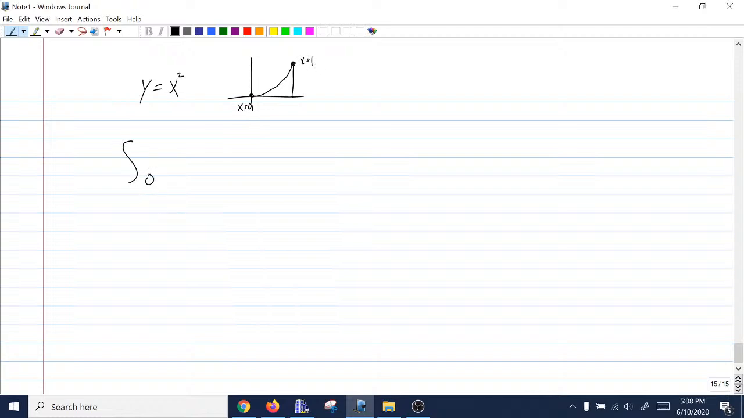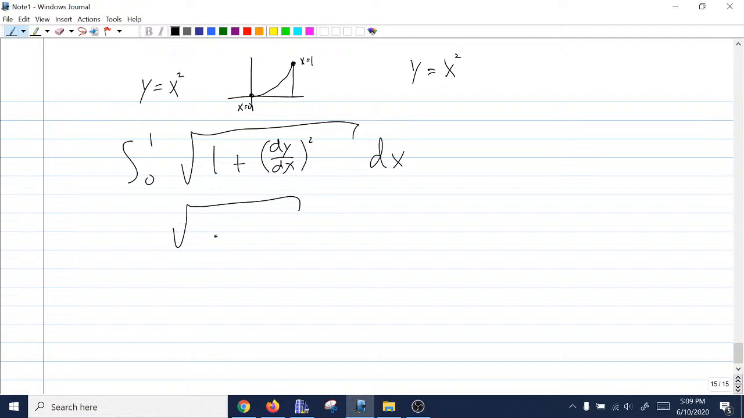That'll be the integral from 0 to 1 of the square root of 1 plus (dy/dx) squared dx. Our function is y equals x squared, so dy/dx is 2x. Square that, I get 1 plus 4x squared. How do you do this integral? This looks like it's begging for a trig substitution. What is it? It's sine squared plus cosine squared is 1.